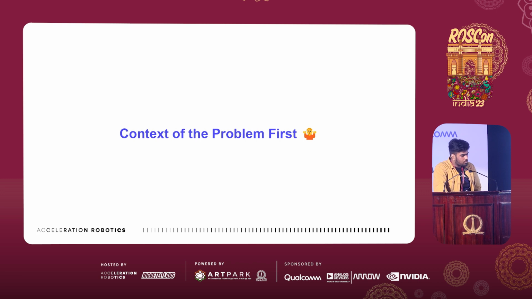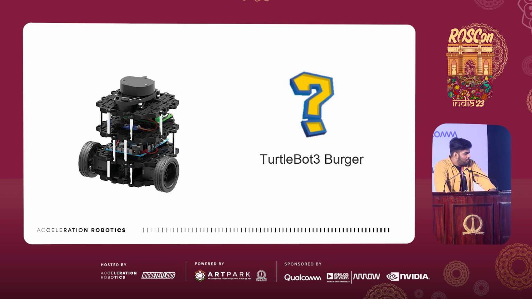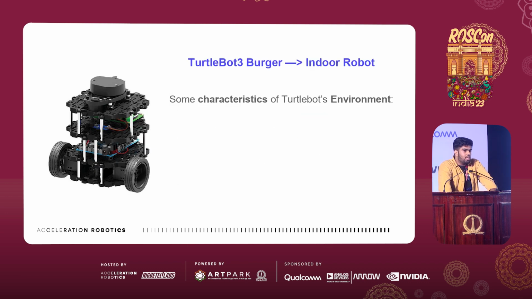First, the context of the problem. Obviously we have Ignition Gazebo, now GZ Sim. So why do we need such a simulator? Why do we need some custom things to actually work on it? So everyone knows this robot, right? Turtlebot. So what does a basic Turtlebot simulated environment look like?